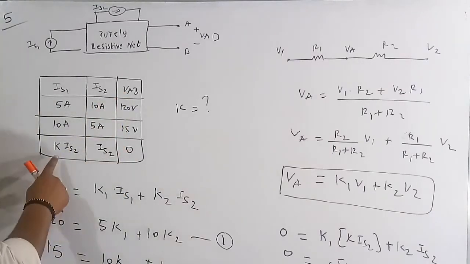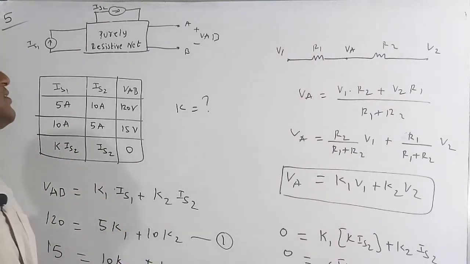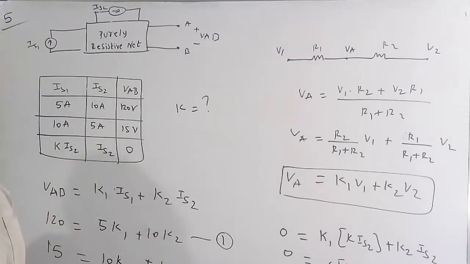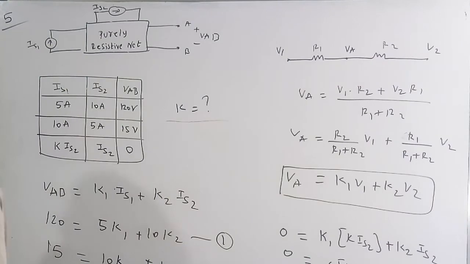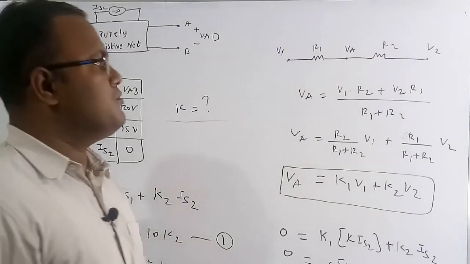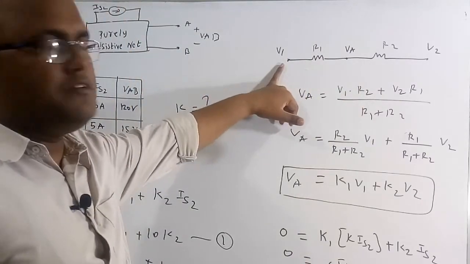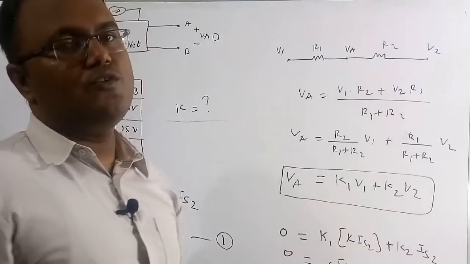So at this particular condition, when IS1 is equal to K times IS2 and we get VAB equal to 0, we need to figure out the value of K. Before I solve this numerical, let me explain a small concept. Suppose there is a resistor network like this, R1, R2, with a node voltage V1 here and a node voltage V2 here. Now I want to find the node voltage VA.